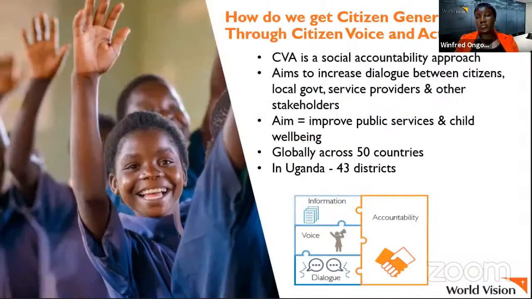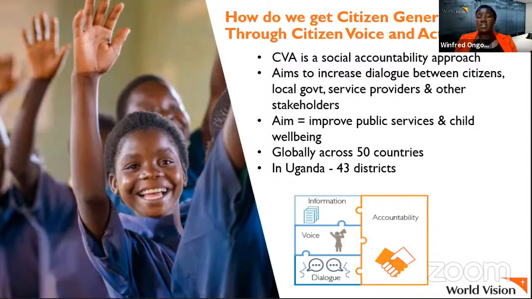So at World Vision, we generate our citizen data using the citizen voice and action model, which is a social accountability approach that aims to improve dialogue between local governments, communities, citizens, and service providers. Let's just think of it as an approach that aims to bring service users and service providers together with an overall goal to improve public services and child well-being. This model is used across 50 countries in World Vision, and in Uganda, it's being implemented in 43 districts.